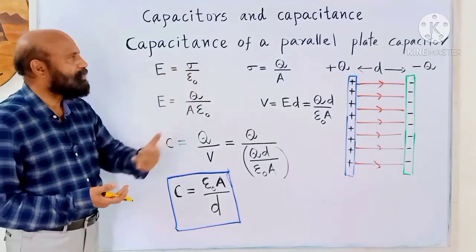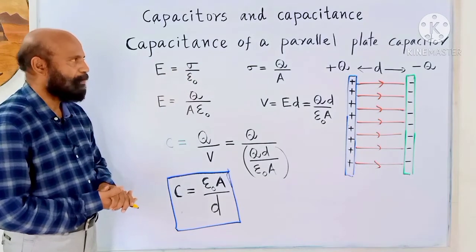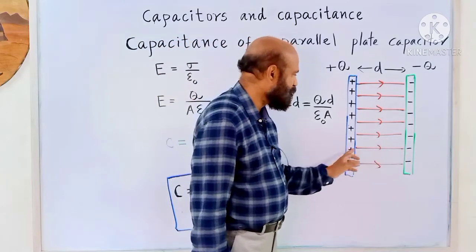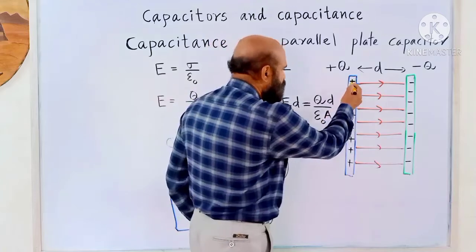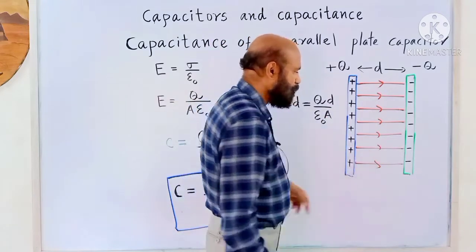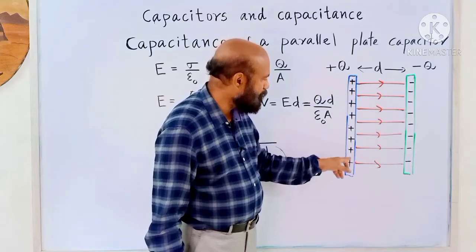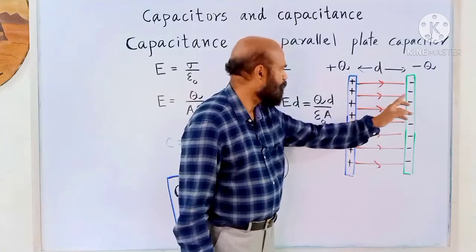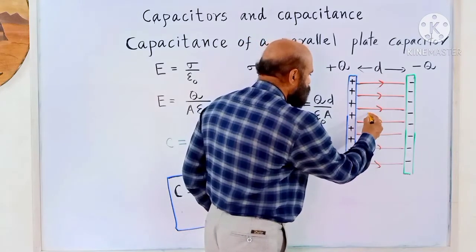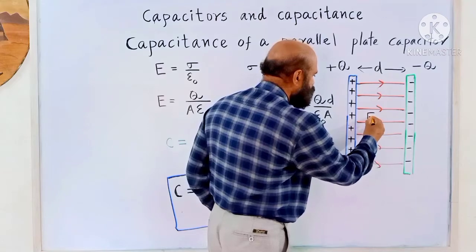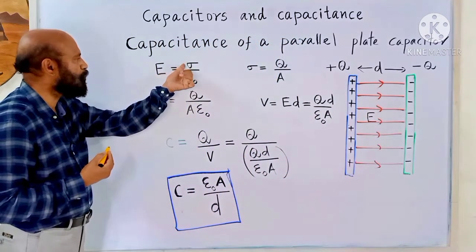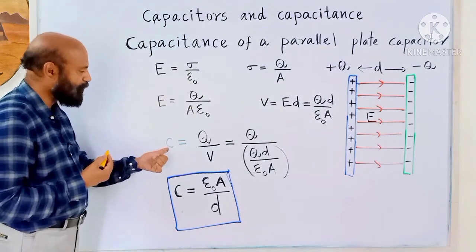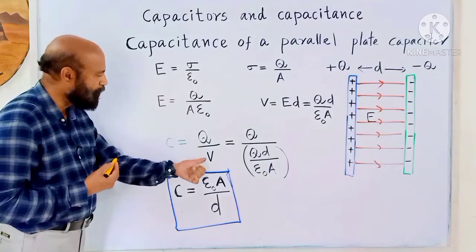Now let us see capacitance of a parallel plate capacitor. In a parallel plate capacitor, there will be two plates. Then when it is connected to a potential difference, one of the plates will be positively charged, the other plate will be negatively charged. So there is an electric field. Electric field between two charged plates is given by this expression: E is equal to sigma by epsilon 0. Our aim is to find out the capacitance. Capacitance C is equal to Q by V.